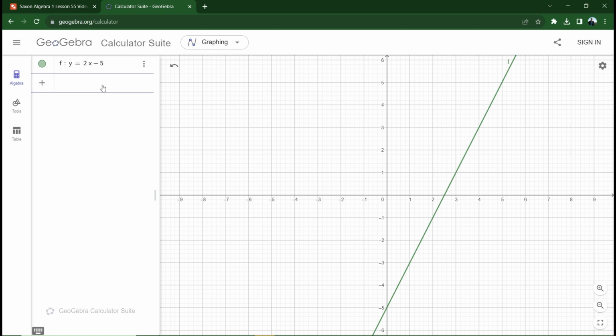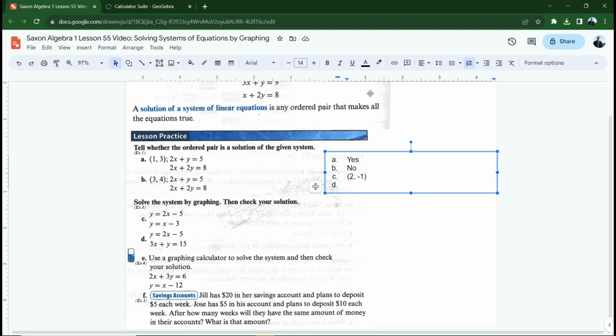3x plus y equals 15. Okay, they cross here. The point is 4, 3. So I'm going to type the ordered pair 4, 3 as our answer. Let's see if both are solved. 2 times 4 is 8, minus 5 is 3. 4, 3 works.